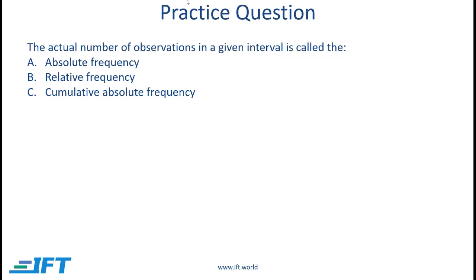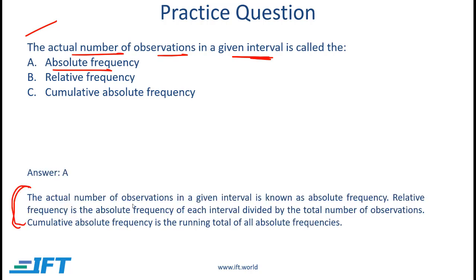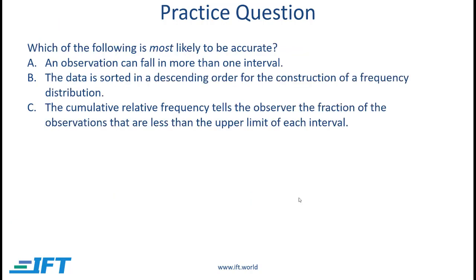Now let's look at some practice questions. On the exam, it's unlikely that you will be asked to construct a frequency table, but you need to know the process and you need to know the terminology. This question is about terminology. The actual number of observations in a given interval is called what? The answer here is absolute frequency. And the answer over here also explains the other terms that we've talked about.